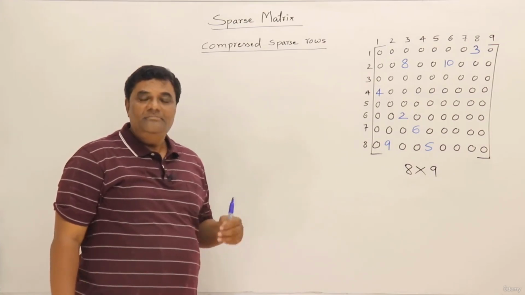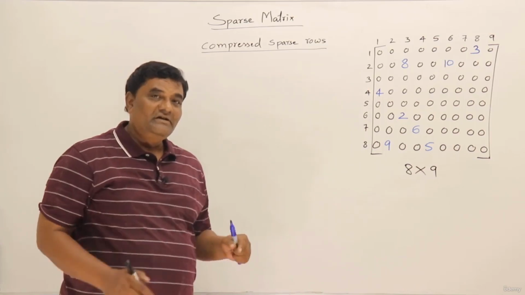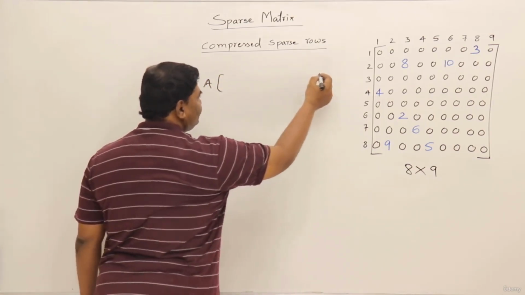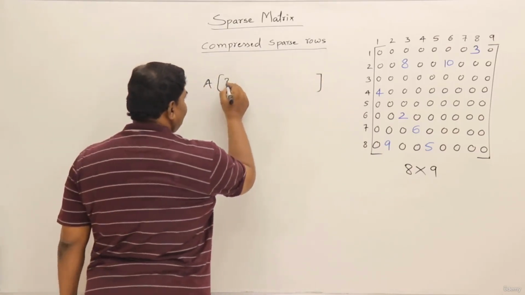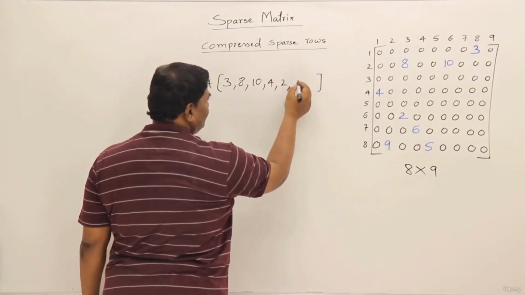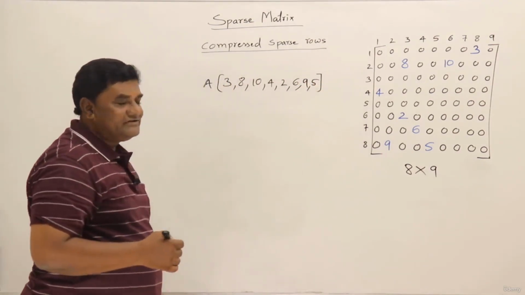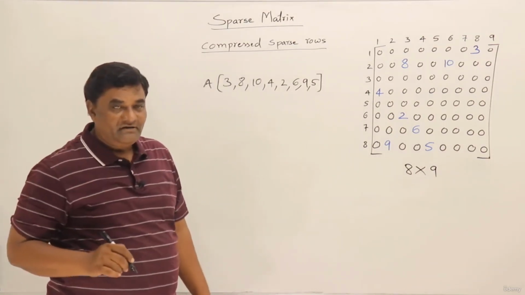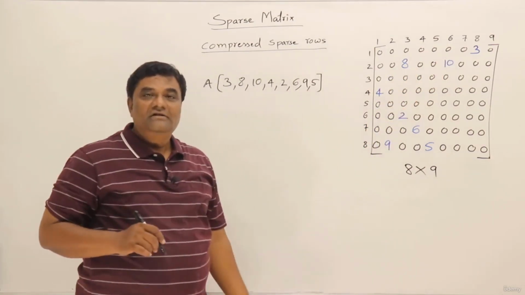Now the second method, compressed sparse row. In this method, a sparse matrix is represented using 3 arrays. The first array is the list of non-zero elements. I will write down the non-zero elements: 3, 8, 10, 4, 2, 6, 9 and 5. So this is a list of non-zero elements. I have taken all those non-zero elements in the same order in which they appear. Don't change the order, like first 8 then 10. Don't change the order to 10 and 8.